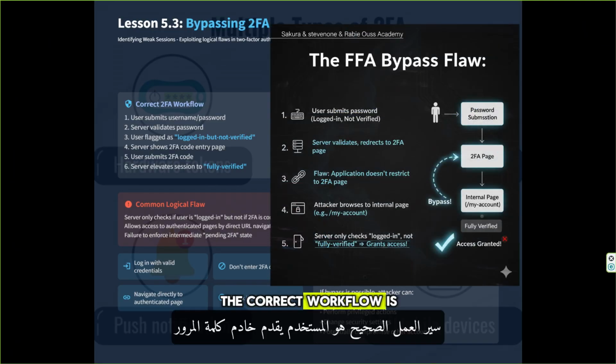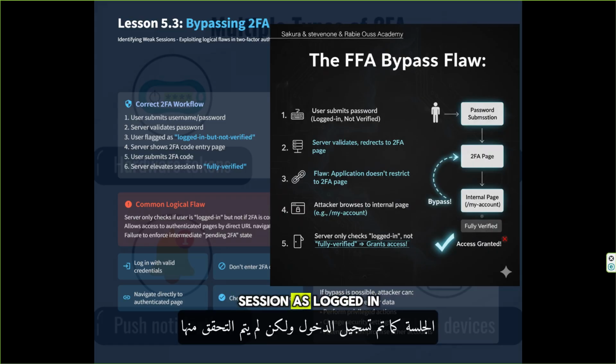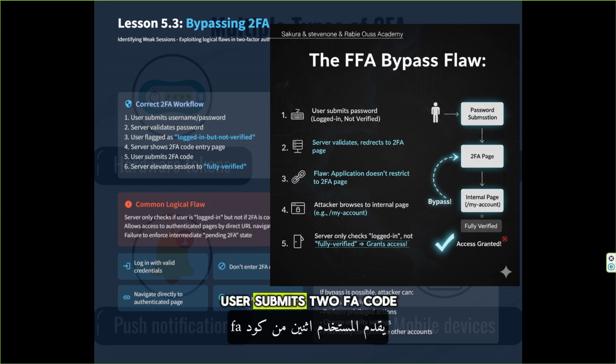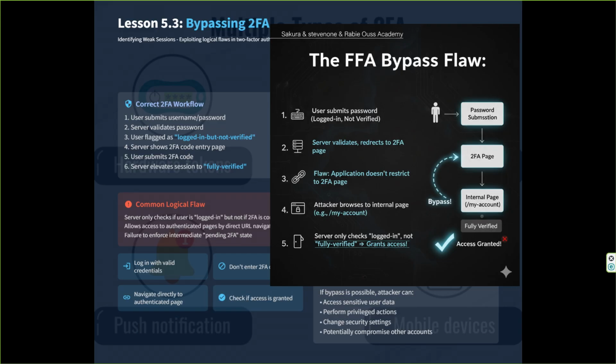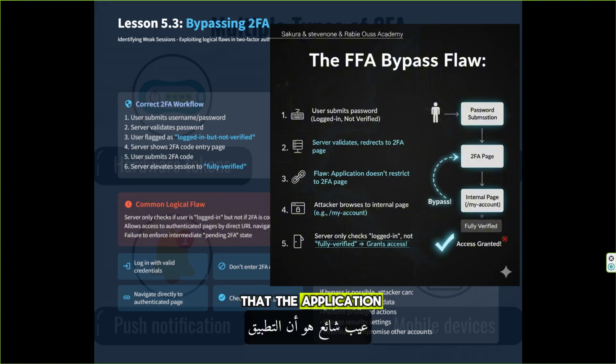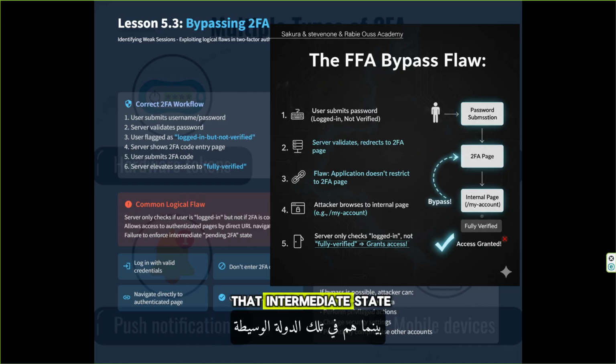The correct workflow is: user submits password, server validates and flags session as logged in but not verified, user submits 2FA code, server validates and elevates session to fully verified. A common flaw is that the application doesn't restrict the user to only the 2FA page while they are in that intermediate state. The bypass is simple.